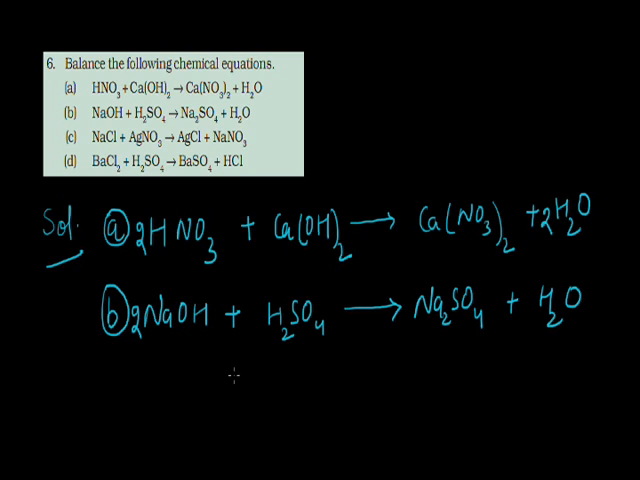Then we see the number of hydrogen atoms on the reactant side, that is 2 and 2, 4. And to make them equal to the product side, we multiply H2O by 2. That makes 4 hydrogen atoms on either side. On the reactant side, we have one SO4 group. On the product side, again we have one SO4 group. That is also balanced. And finally, we check the oxygen atoms.